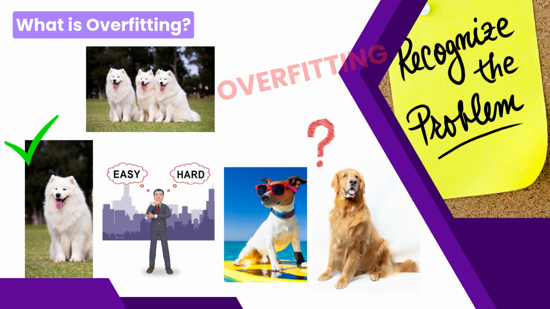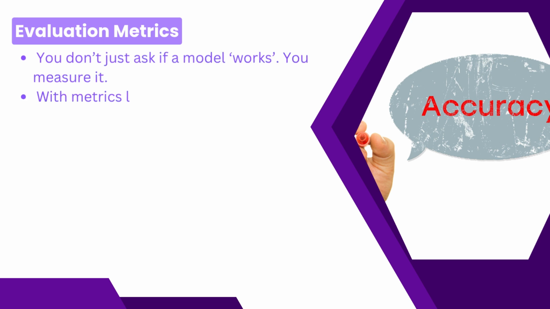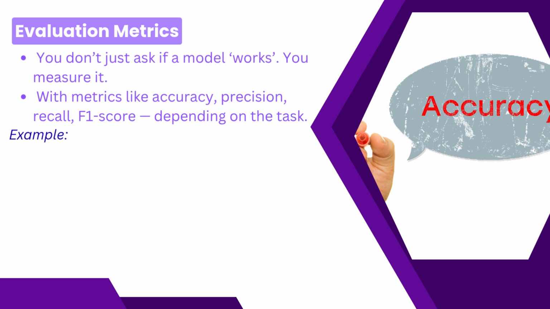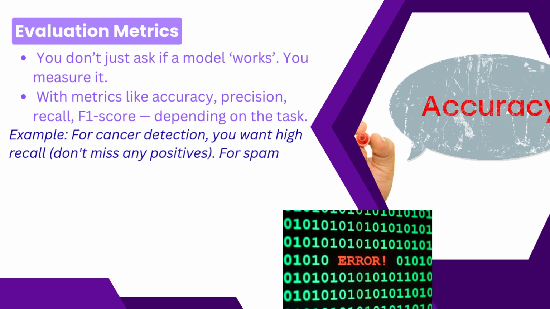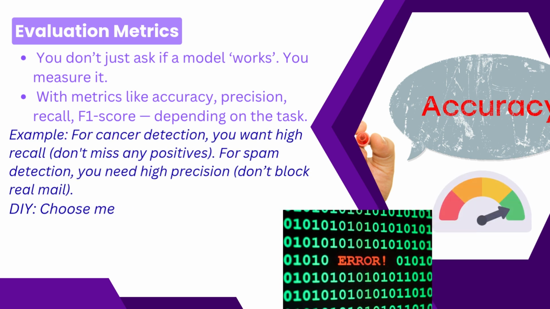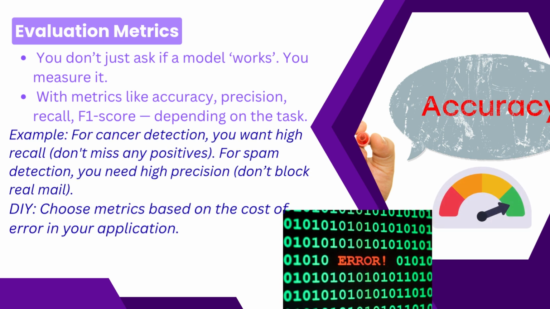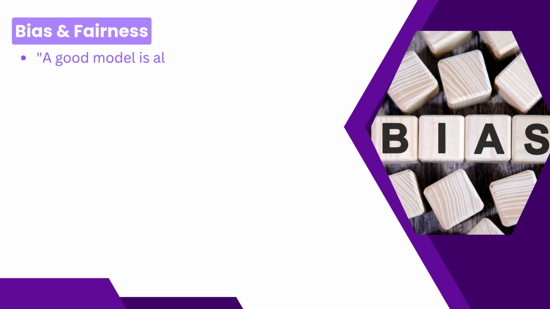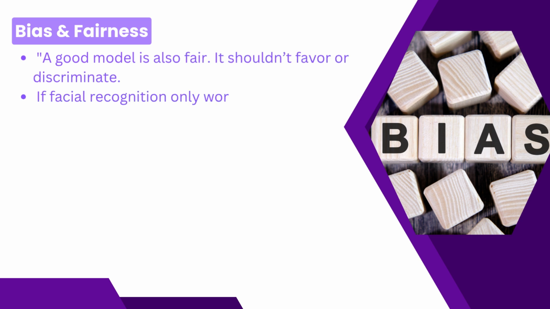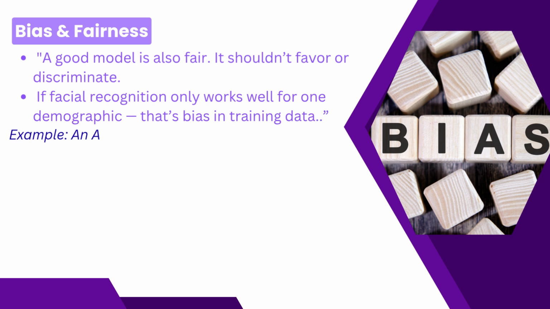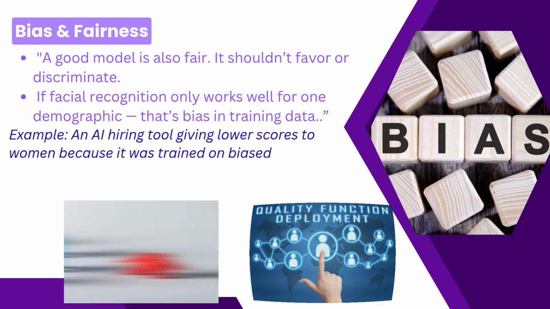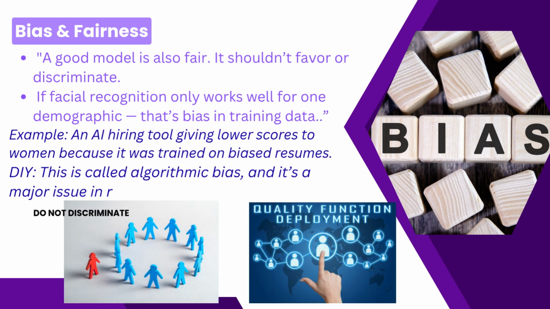Have a set of evaluation metrics, which means, you don't just ask if a model works. You measure it. Some common statistical metrics like accuracy, precision, recall, F1 score, depending on the task, are recommended. Bias and fairness. A good model is also fair. It shouldn't favor or discriminate. If facial recognition only works well for one demographic, that's bias in training data.